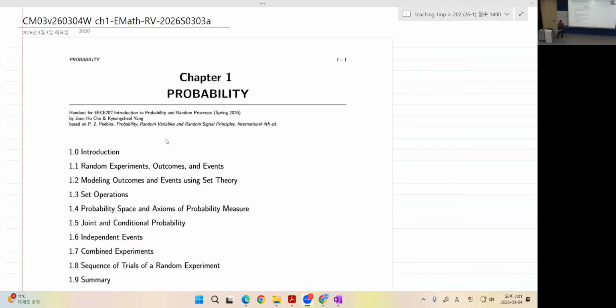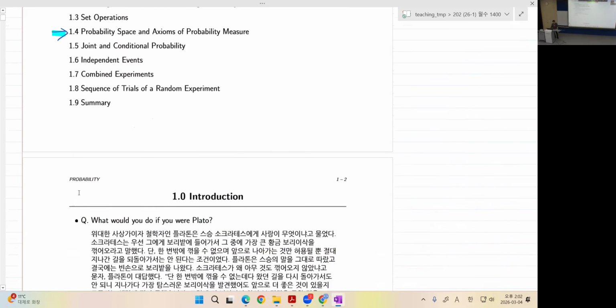Okay, welcome to the third class meeting of EC 202, Introduction to Probability and Random Processes. Last time we started to cover chapter 1 entitled Probability, and we covered a little bit up to this point. So let's quickly review the important terminologies we covered, and then let's dive into the probability measure.